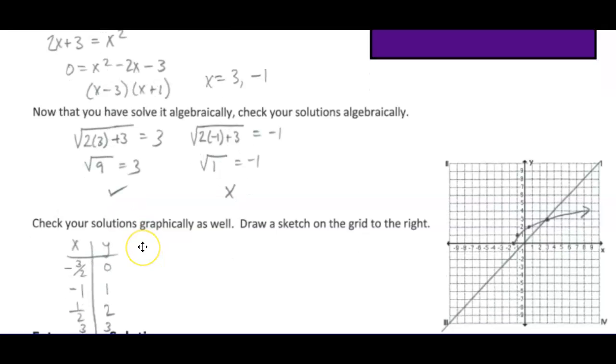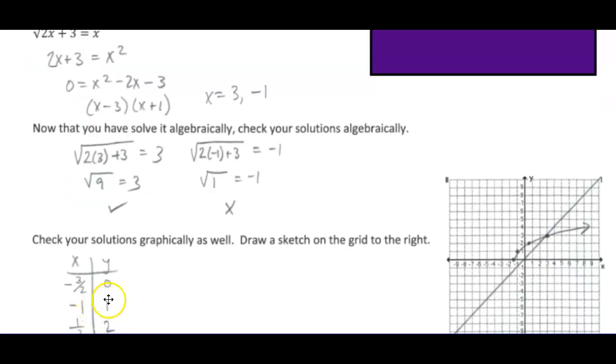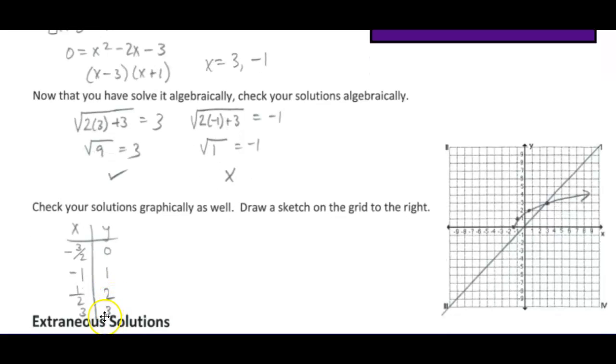I used my x column in a way that would give me some easily calculated numbers on the square root. So I wanted that square root to come out to 0 first. So then I put in a negative 3 halves. Negative 3 halves times 2 would be negative 3 plus 3 equals 0. So that's my first x value. Then I wanted y to equal 1 and 2 and 3, and so I inserted x's for those too.